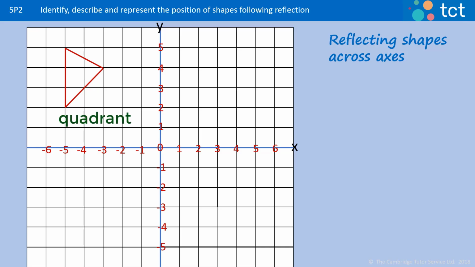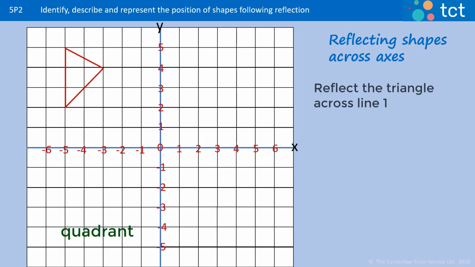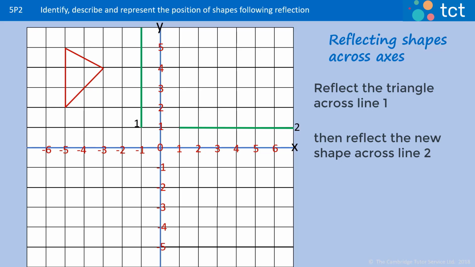We have a triangle on this grid. Remember that these are called the 4 quadrants on this graph, and you've been asked to reflect the shape across line 1, so that's your first mirror line, your first line of symmetry. Then you'll reflect that new shape across line 2. Then you need to record the coordinates of the final shape.